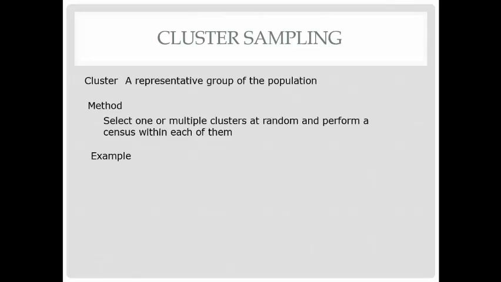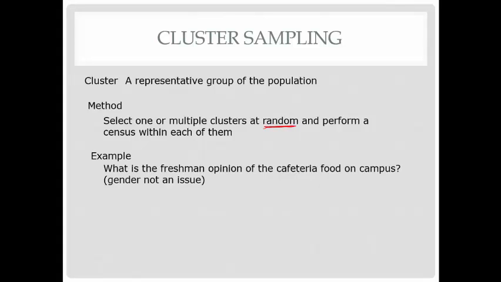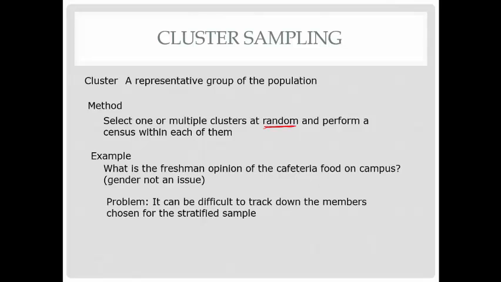The next method is a cluster sample. And basically, you're going to go get a representative group of the population. So basically, you're going to select one or multiple clusters at random and then perform a census within each of them. There's still randomness, you notice, right? But the randomness here isn't the individuals we pick, but rather what group we are picking. So example, what's freshman opinion on cafeteria food on campus? Maybe gender is not an issue.